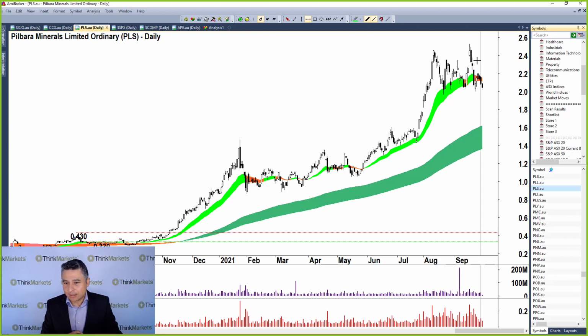I think the writing's on the wall here in terms of some of these pullbacks and the fact we're failing at some of these moving averages. So CXO is a hold. PLS, you might want to trim a little bit there in anticipation of maybe buying that back. If you sold a third and look to buy a third back at 160, you're going to save yourself 40 cents on it.